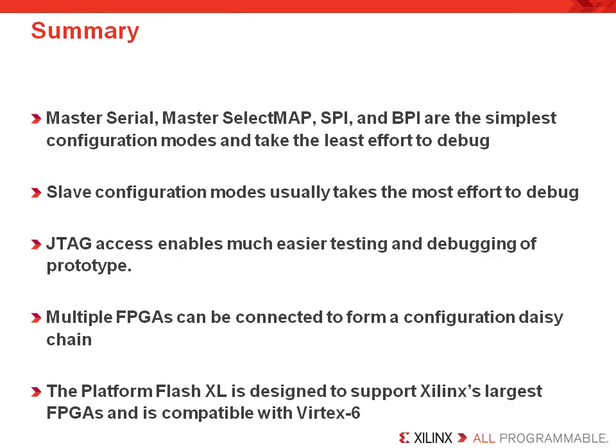Now, let's wrap up this module with a summary. Field programmable gate arrays are usually configured on power-up from an external data source, and this data is more commonly being stored in flash devices that support the newest configuration schemes. That is, SPI and BPI modes are the simplest configuration modes and take the least effort to debug. Slave configuration modes take the most effort to debug because they require the user to build their own configuration control logic. JTAG access enables much easier testing and debugging of your prototype and while your system is in production.